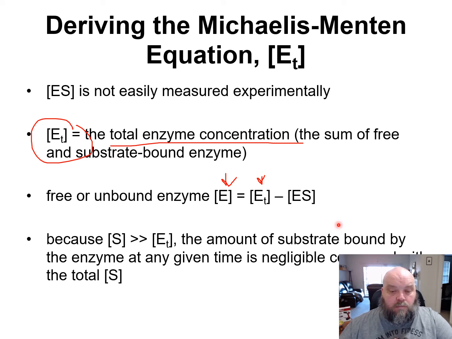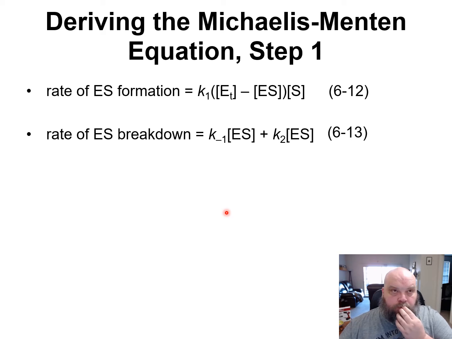And we can calculate a theoretical ES. Somebody sat down and figured out that K1, where we go from E plus S to ES, is a factor of total enzyme minus that theoretical ES that we can't actually measure, times the concentration of S. The reverse of that, ES, enzyme and substrate, plus K2 times ES.